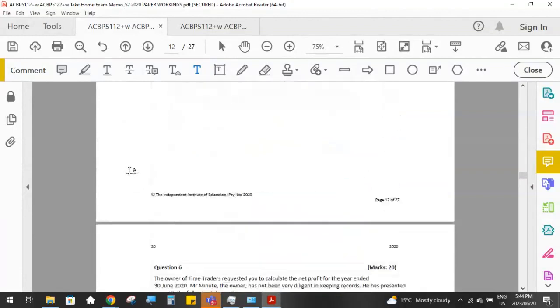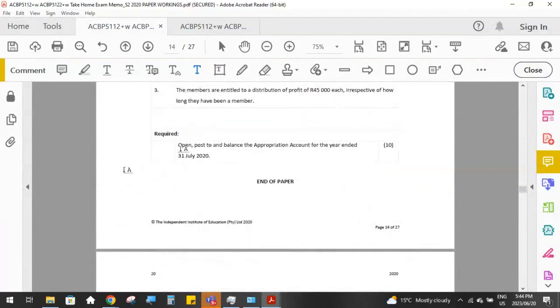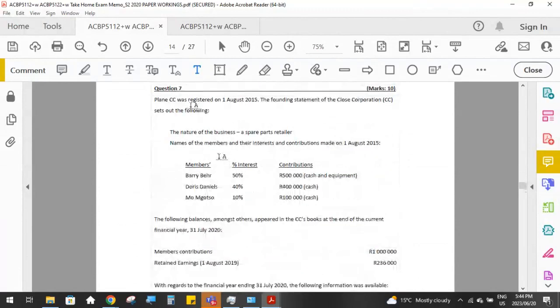So let's just quickly go to question number 7. In this one, they have said, open, post to and balance the appropriation account for the year ended 31st of July 2020. And this is for a CC, in other words, for a company, as opposed to a partnership. So the CC has got members. In this case, we've got 3 members. The founding statement sets out the following. It's a spare parts retailer, and these are the 3 members and their percentage interest.